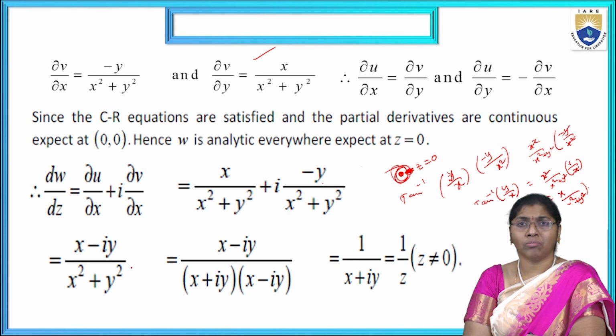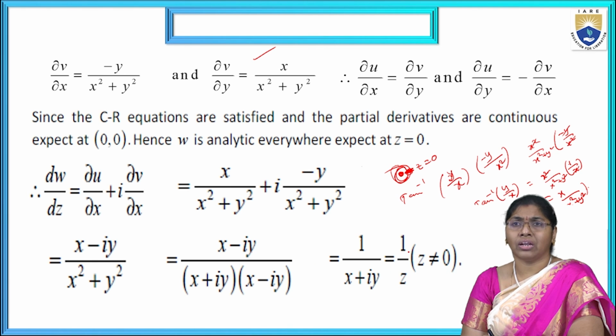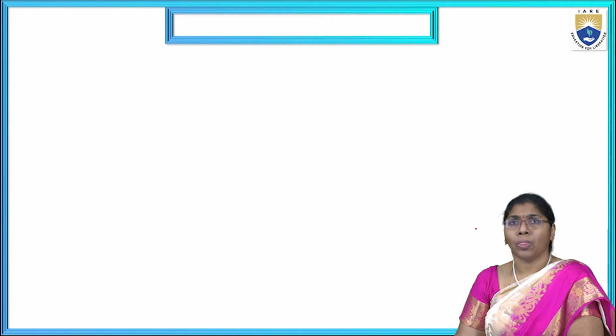Now taking the LCM with denominator x square plus y square, that can be written as x minus iy over x plus iy times x minus iy. The total numerator and denominator get cancelled, and the remaining is 1 by x plus iy, which equals 1 by z. Then the condition z not equal to 0 is compulsory.